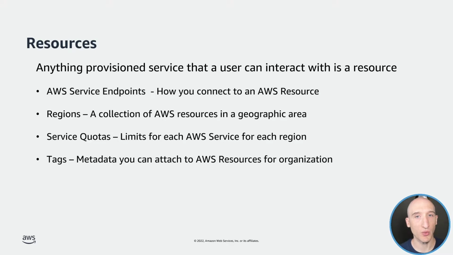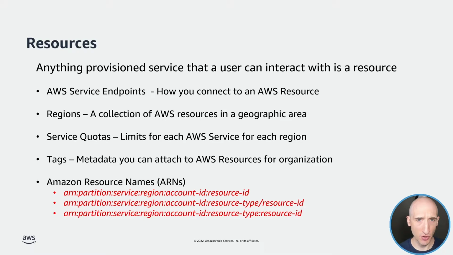As we build more and more resources to create our applications, it might be beneficial to organize them in a particular way. Using tags allows you to assign metadata to your resources using key value pairs. And finally, Amazon Resource Names, or ARNs for short, are the unique identifiers for our resources. They all follow a particular format depending on the type of resource they are. For instance, if I have an S3 bucket in West US 2, that'll all be a part of the ARN.